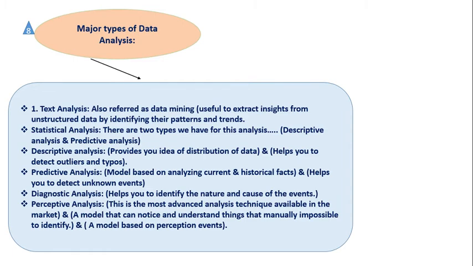The second is statistical analysis. Basically there are two types for this analysis: the first is descriptive analysis and the second is predictive analysis. Descriptive analysis provides you an idea of the distribution of data, and it helps you to detect outliers and typos. The next is predictive analysis, a model based on analyzing current and historical facts, and it helps you to detect unknown events as well.